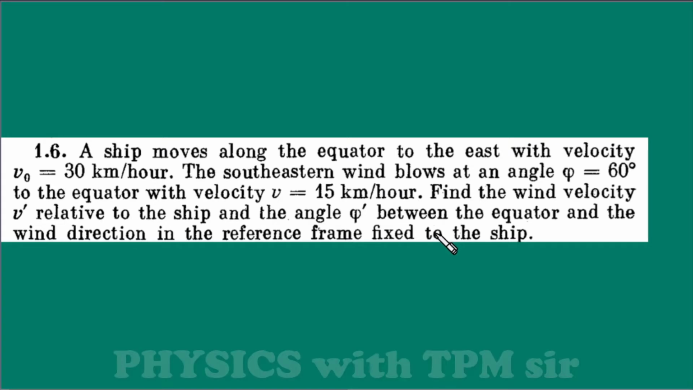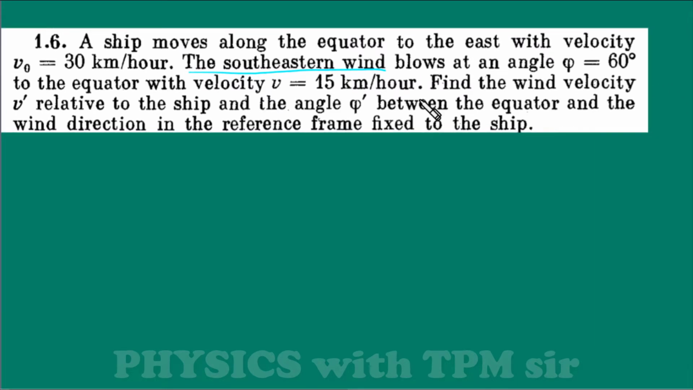So let's solve this problem from Irodov, Kinematics chapter 1.6. This question is really interesting because the language sometimes becomes difficult to understand. There is some terminology like southern eastern wind. So I know most of the students did not understand this correctly. What they might have understood, let me tell that first, and then I will tell what is the right meaning of southern eastern wind.